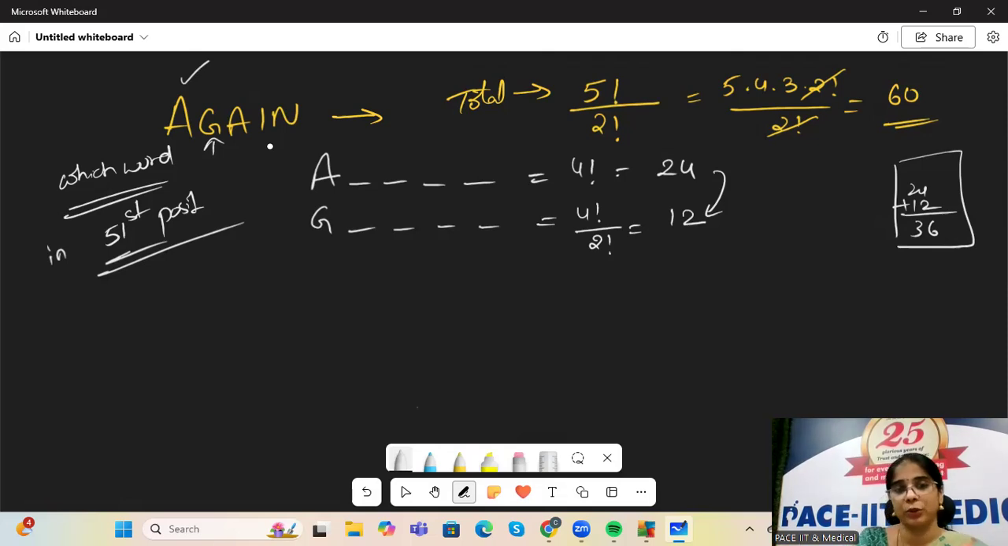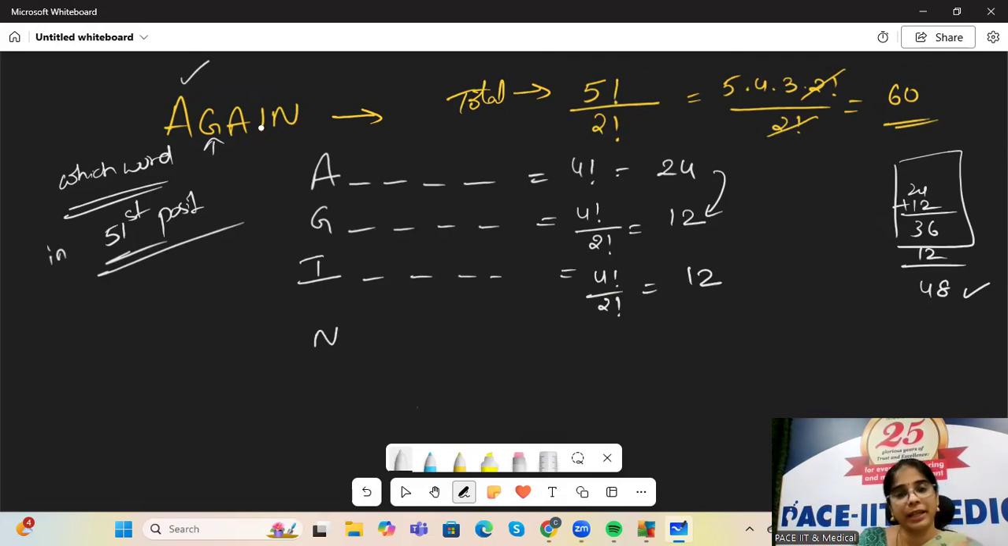I can still go further. So now A, G is done. Now all the words that are starting with I: I am left with 4 other letters, 4 factorial by 2 factorial because 2 A's are repeated there. Hence, I got 12 again there. Now add 12 to this, yes, you've got 48. You can still go further. So till now, 48 words are done.